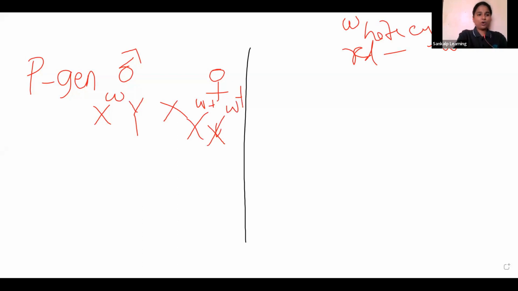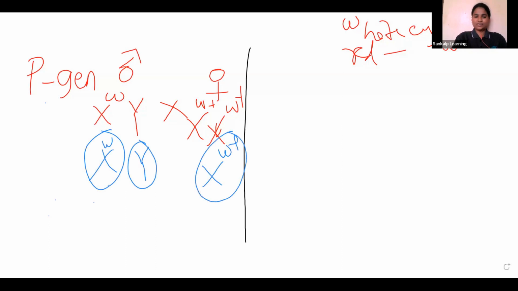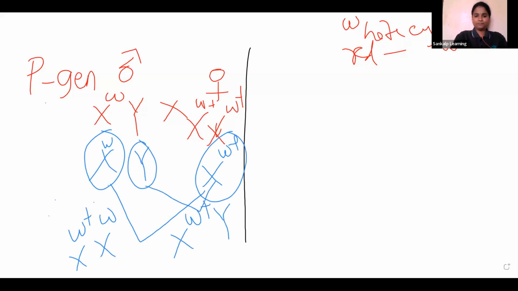So during gamete formation, what happens, guys? During gamete formation, XW we will get one gamete, Y we will get for some gametes. Again here, all the gametes will get XW plus only. So after fertilization, we got XW plus XW, XW plus XW, XW plus Y, XW plus Y.